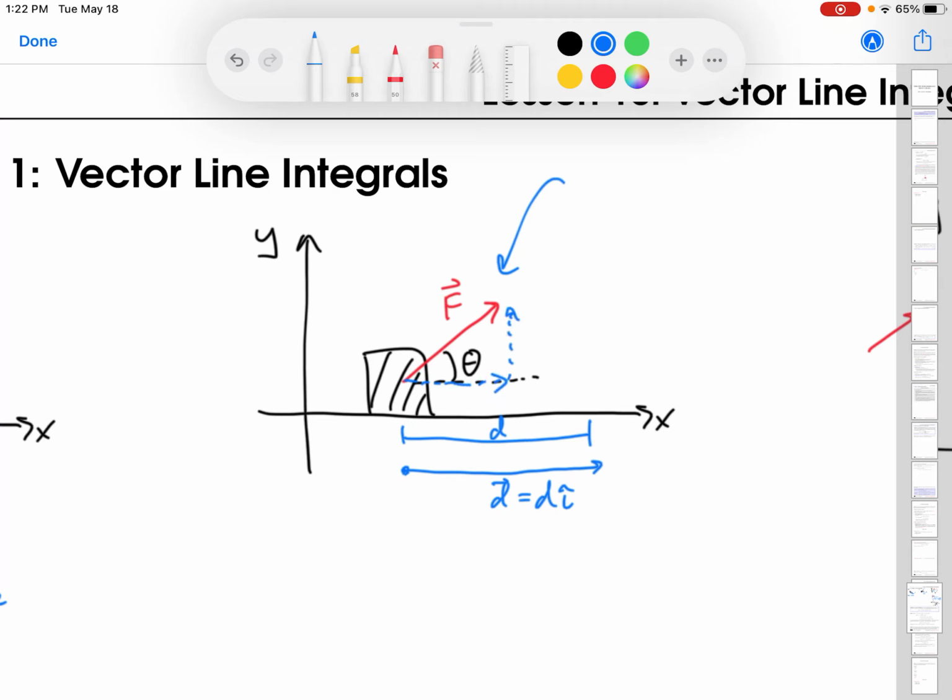This component is not in the direction of motion. I'm assuming here that you're not lifting the box off the ground. So some portion of that force contributes to the notion of work done from the physics perspective, but not all of that force. So how would we generalize this force times distance?